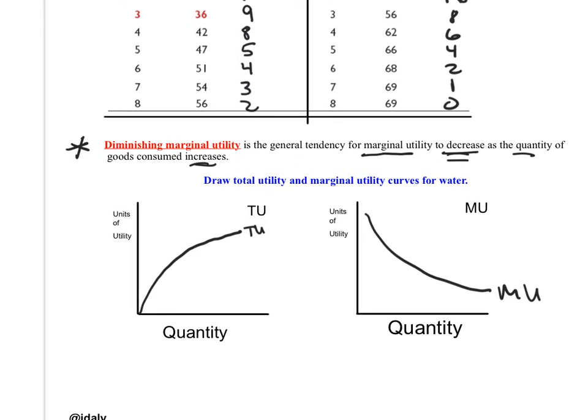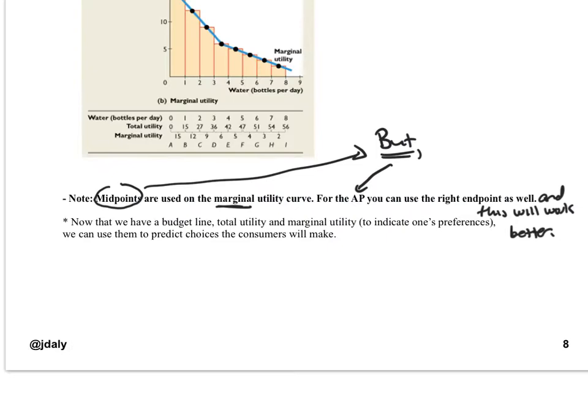So as I just said, we have diminishing marginal utility. As you consume more, your marginal utility decreases, you get less satisfaction. That's why the two curves, total utility and marginal utility, appear here.